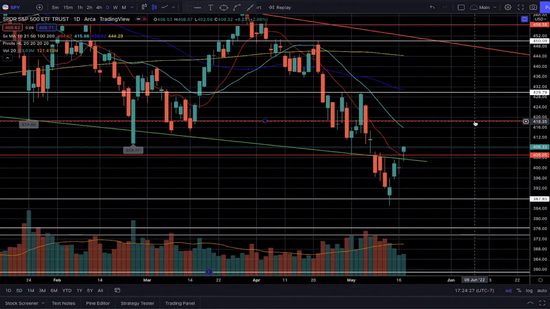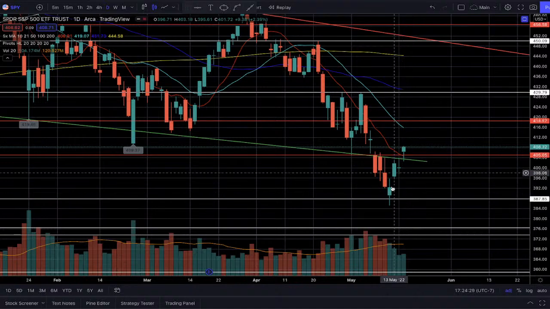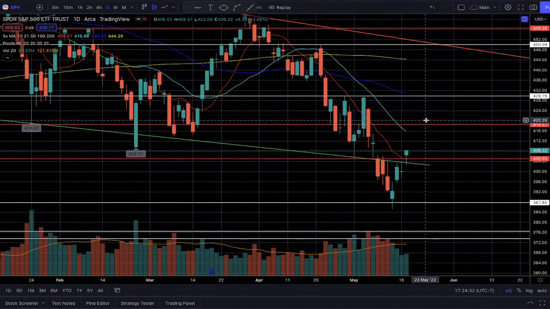418.50 is also not out of reach, obviously, since SPY has been making huge ranges in the past few days, past few weeks, past few months, this entire year.